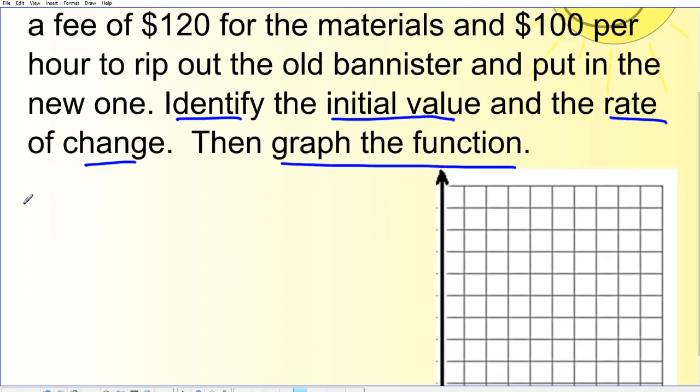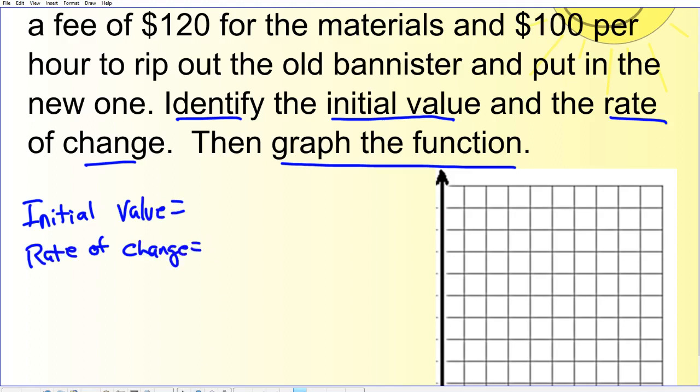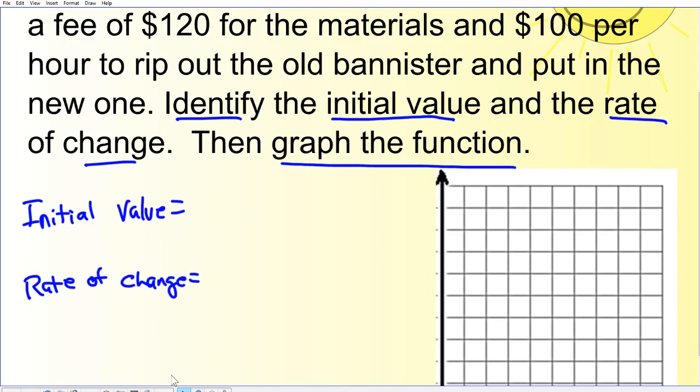So I want to find initial value, rate of change, and then I need to graph it.